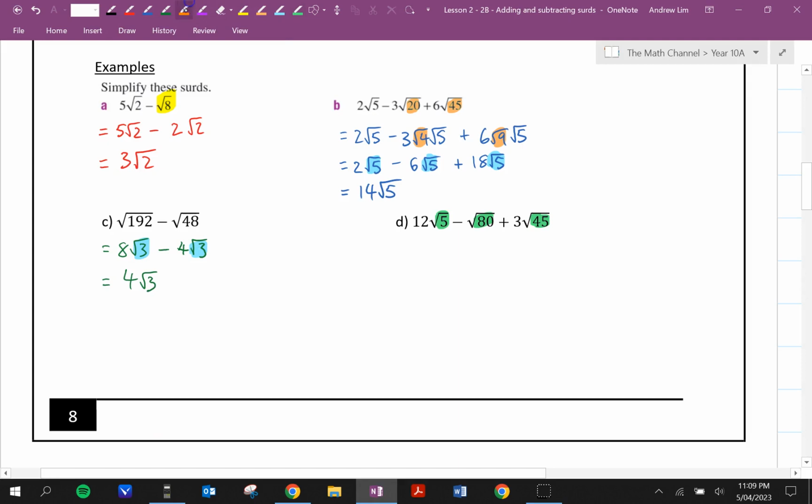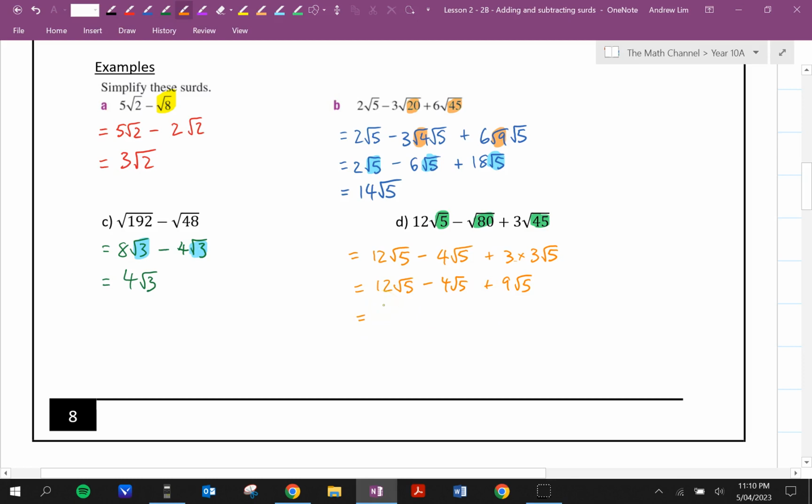So we've got 12 root 5 minus, well, this is root 16 times root 5, but the square root of 16 is 4, so it's technically 4 root 5 plus 3 times, well, root 45 is the same as root 9 times root 5, and square root of 9 is 3, so 3 times 3 root 5. Alright, so technically we've got 12 root 5 minus 4 root 5 plus 9 root 5. Okay, 3 times 3, 9.